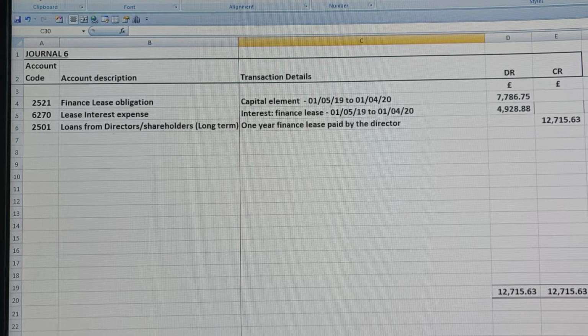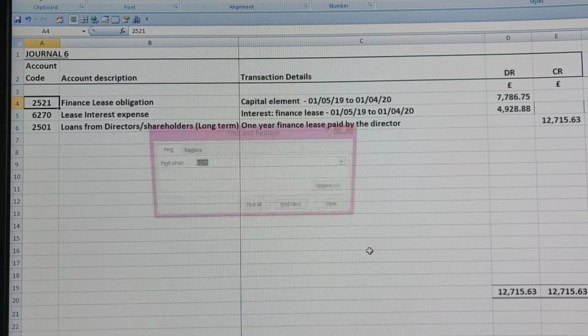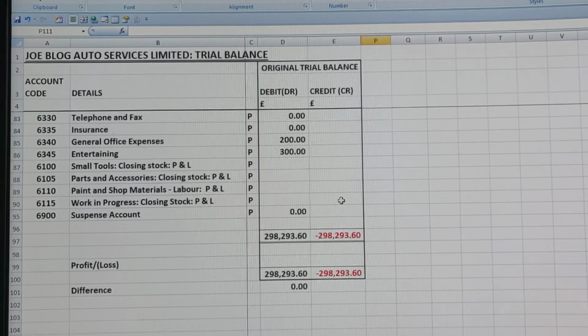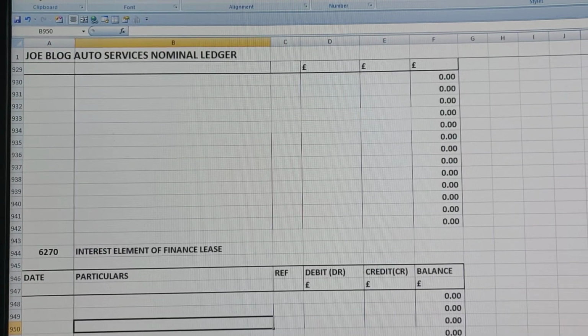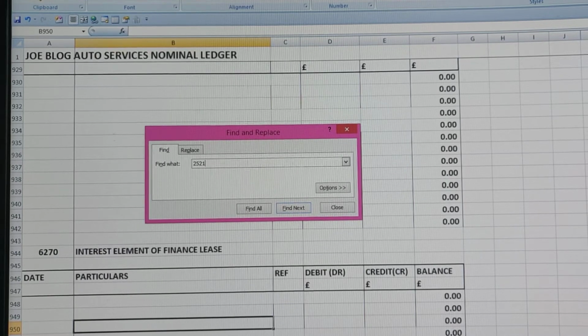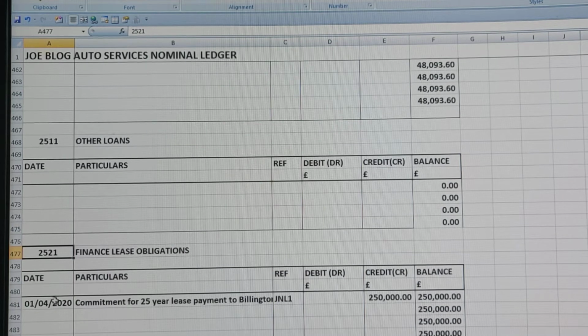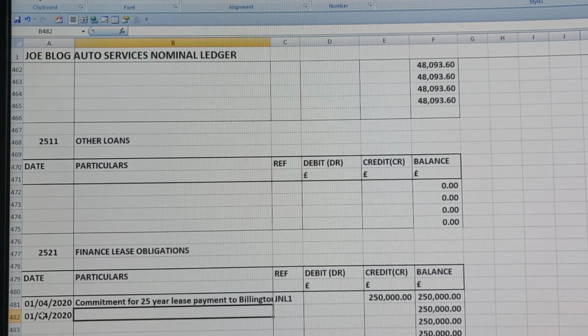So we are going to debit account 2521, which is the finance lease obligation account, with the capital element. That takes me to the nominal ledger, where I'm going to look for account 2521. The transaction took place on the 1st of April 2020, yes, that's when the business actually commenced.